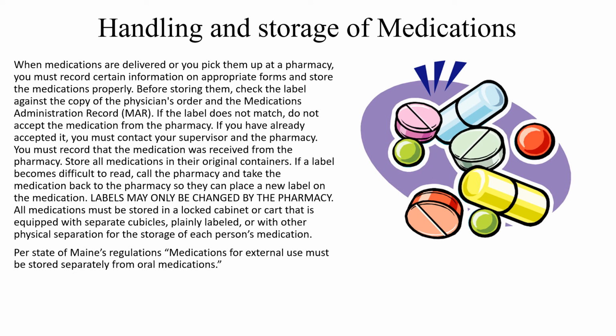Store all medications in their original containers. If a label becomes difficult to read, call the pharmacy and take the medication back to the pharmacy so they can put a new label on the medication. Labels may only be changed by the pharmacy. All medications must be stored in a locked cabinet or cart that is equipped with separate cubicles, plainly labeled, or with other physical separations for the storage of each person's medication. Per State of Maine regulations, medication for external use must be stored separately from oral medications.